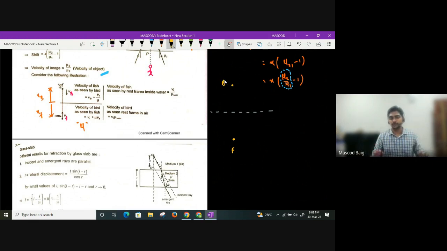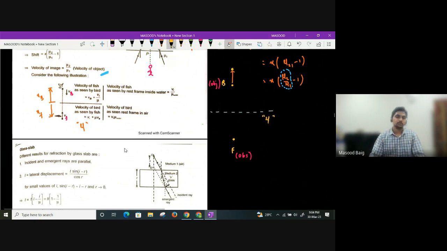There is some distance between them. Okay, this is the actual position of the bird. Who is observing? The fish is the observer. Who is the object now? The bird is the object. Now, for an observer in the denser medium whose refractive index is mu, where will the bird appear to be, guys?